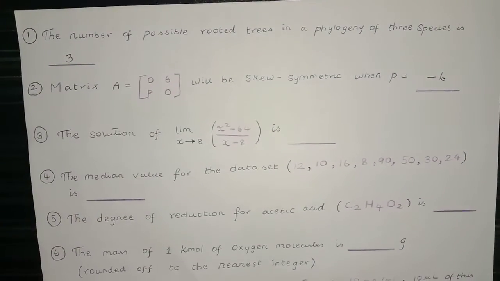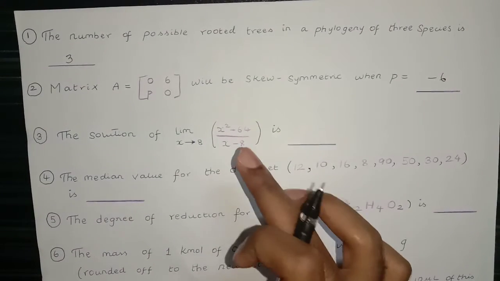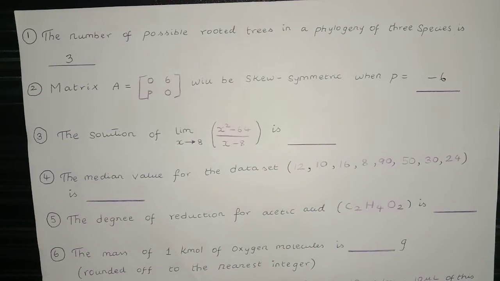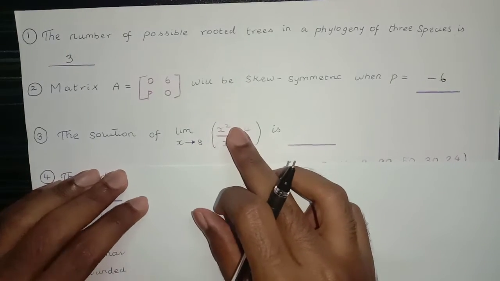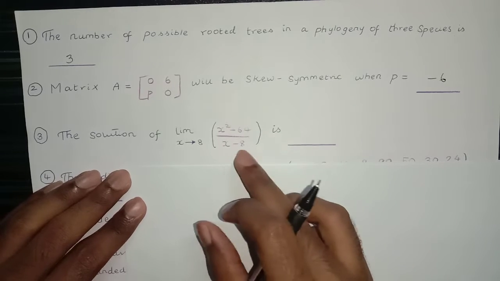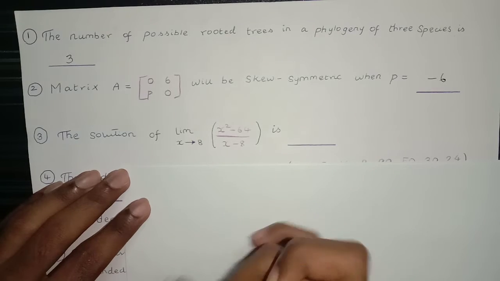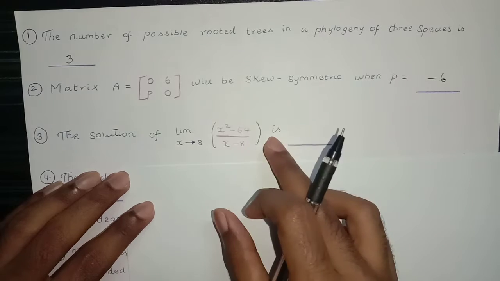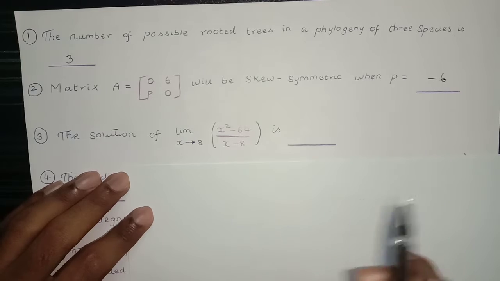Next, third one, question 3, the solution of limit x tends to 8, x square minus 64 divided by x minus 8 is. Okay, so it's a limit problem. Let's try to apply the limit x is equal to 8. So 8 square is 64, 64 minus 64 is 0, divided by 8 minus 8 is 0. So it's of the form 0 by 0. So let's try to factorize this numerator. Thereby we can try whether we can cancel this denominator, say x minus 8.